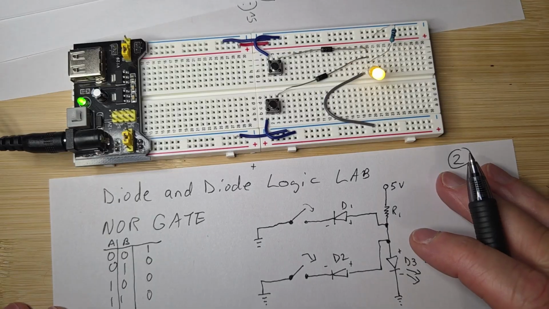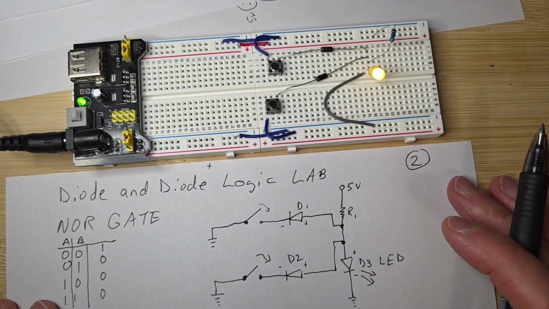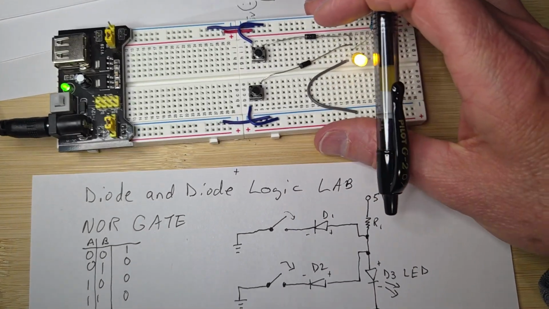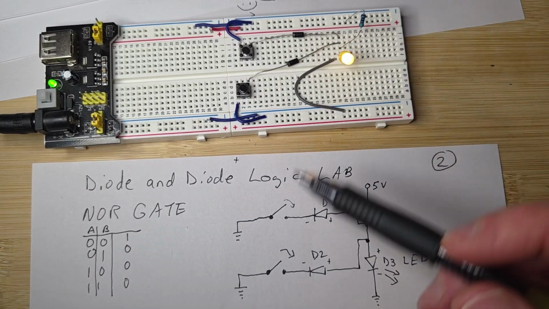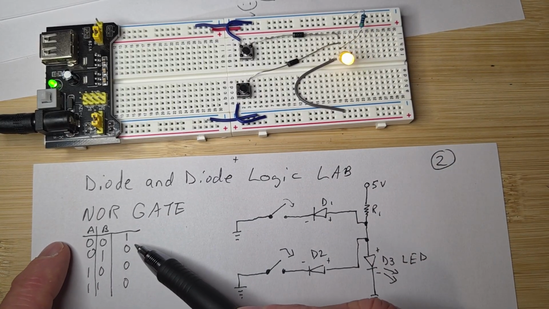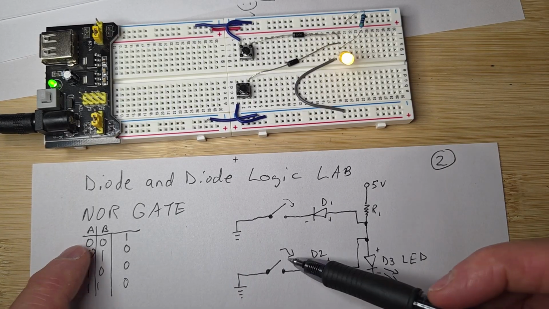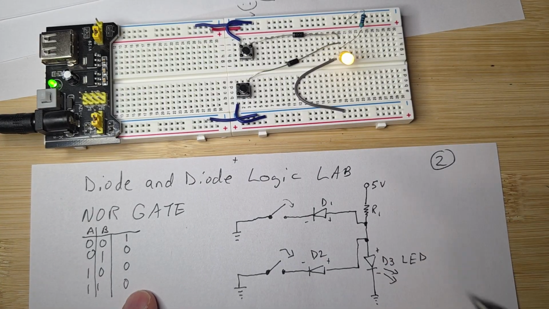All right, so now I just went ahead and did the drawing for you, so I don't waste your time watching me draw this circuit. But what we have now is the actual circuit. This is a NOR gate using diodes, and here's the truth table for it. Anytime we have zeros, we'll have a light. Anytime we have ones, we'll have zeros, right?